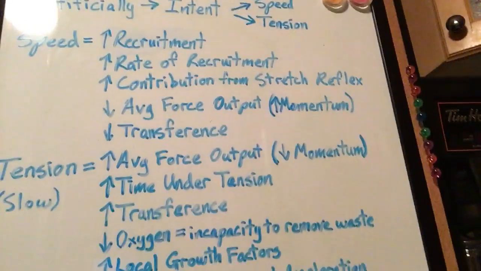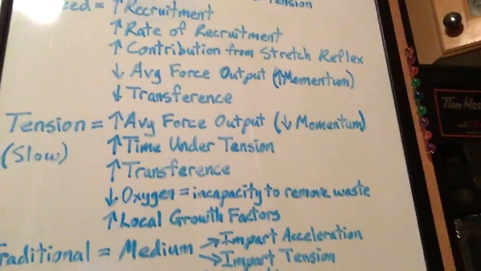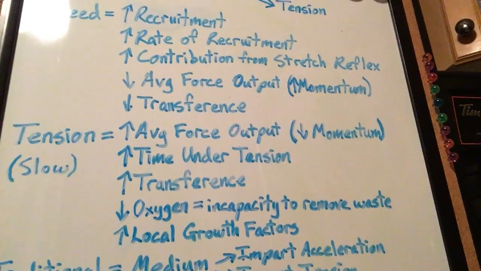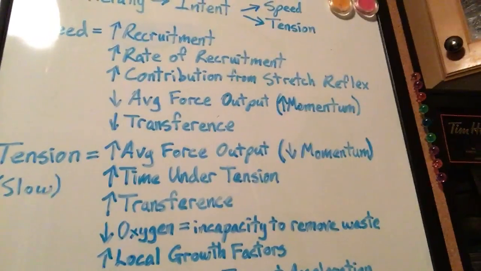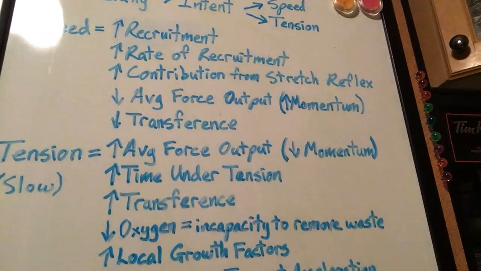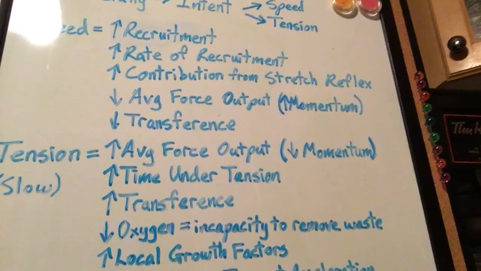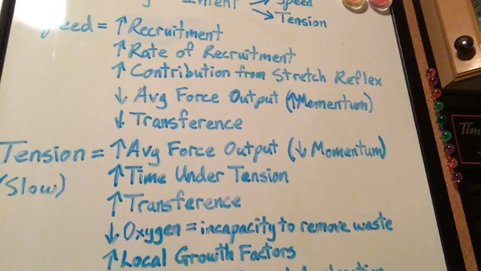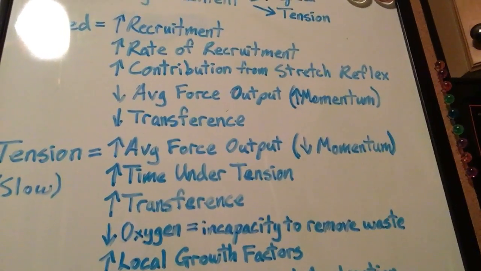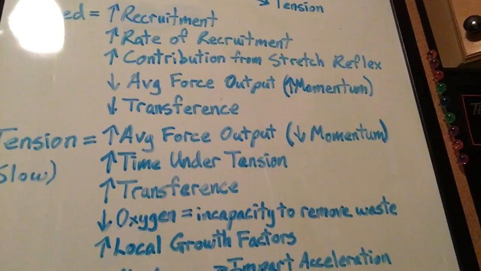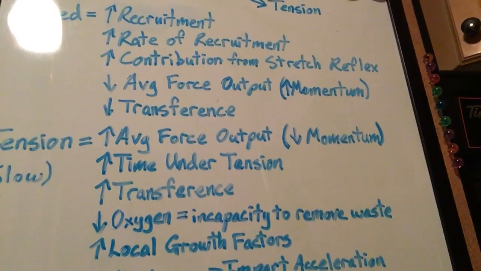If I go down a little bit here, we've got tension. You want to maximize intramuscular tension when lifting slow. Increased average force output due to lower momentum. Increased time under tension, time under optimal or maximal tension, as long as you're contracting your muscles as hard as possible. Increased transference to a 1 rep max. And then, decreased oxygen equals incapacity to remove waste equals increased local growth factors.